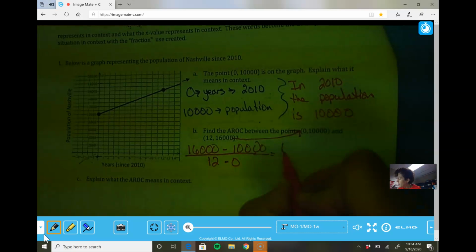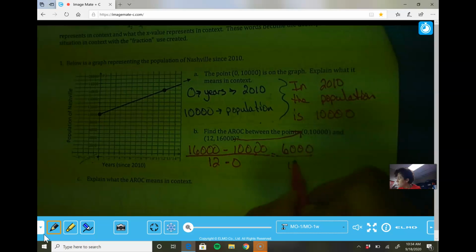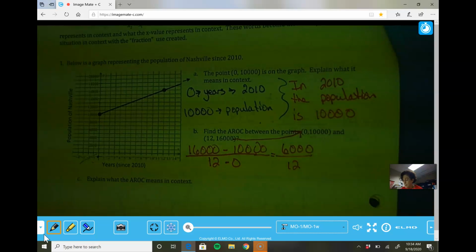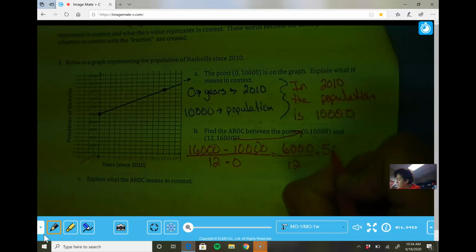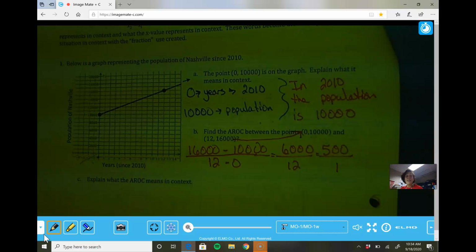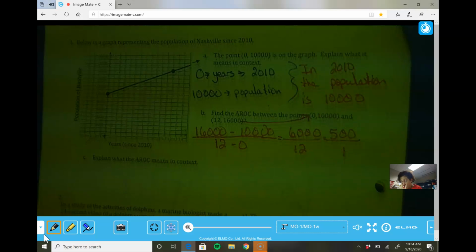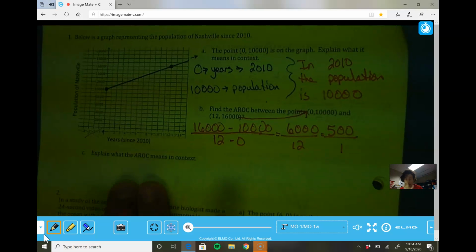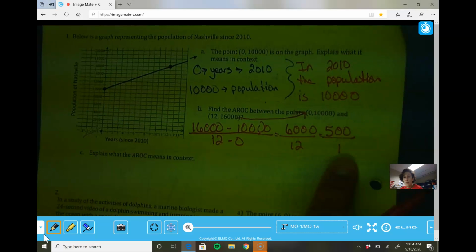So I'm going to subtract, I get 6,000, here I get 12, and if you don't know what 6,000 divided by 12 is, don't worry about it, you turn on your calculator, which I'm doing as well, and when I'm done, I get 500 over 1. So now we've got to explain it in context, and this is the toughest part. So in context means, how do these numbers relate?